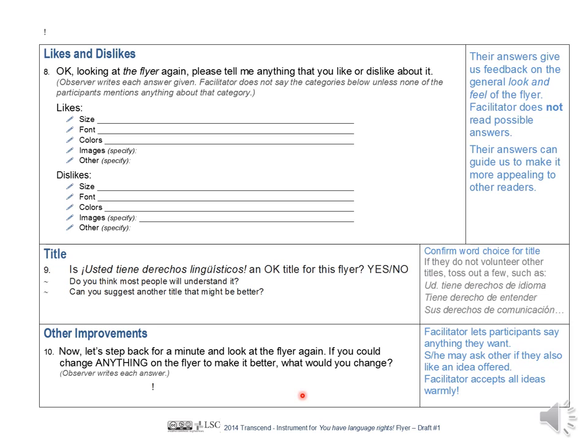And again, the facilitator's job is to accept all of the ideas warmly, to be efficient, to move on to the next person, and your observer and note taker will take down all the information that you're getting.